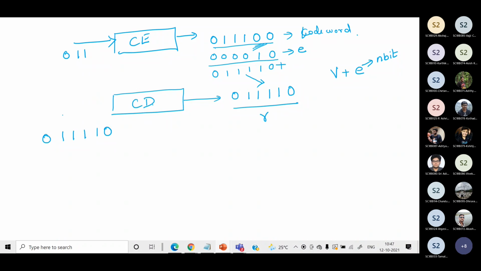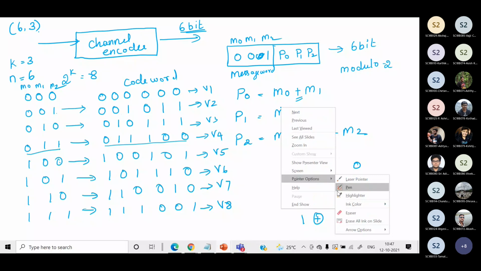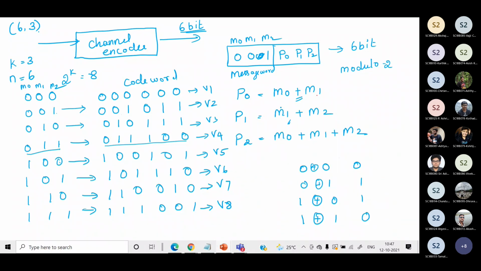So this is the one received. Please remember that code vector. Your received vector R is 0 1 1 1 1 0. So what does the decoder do? It finds the distance between these two. What is the distance between these two? Please tell me. 4. The first bit is the same, the second bit differs, the third differs, the fourth differs, the fifth differs. So here it is 4.